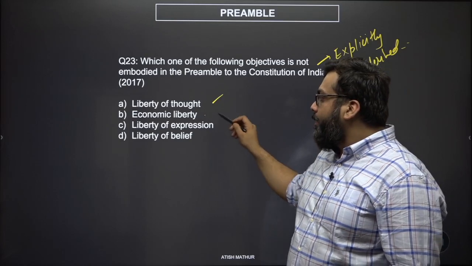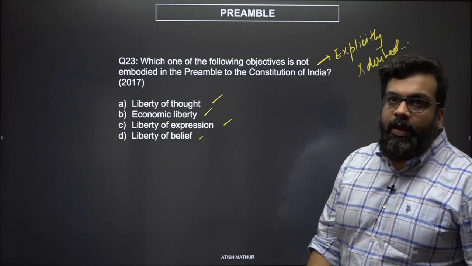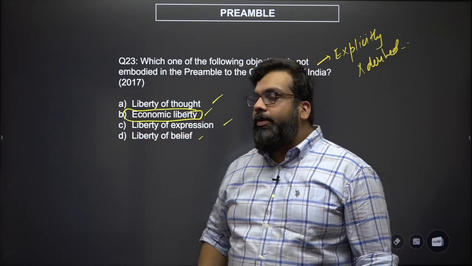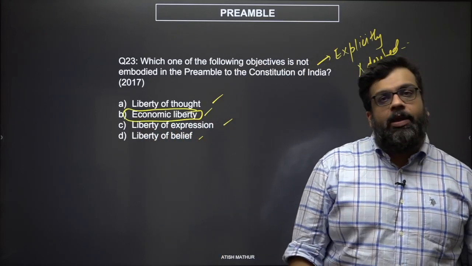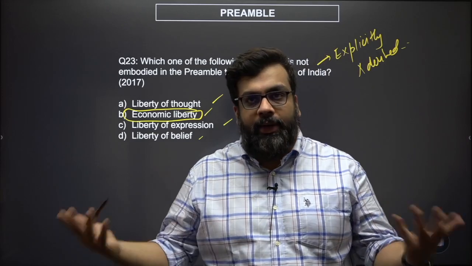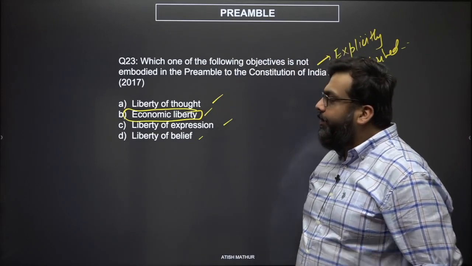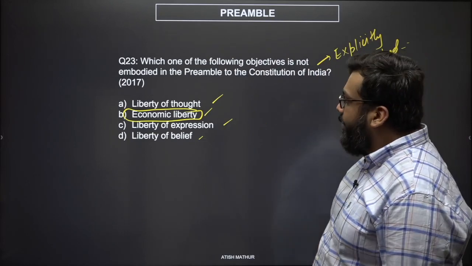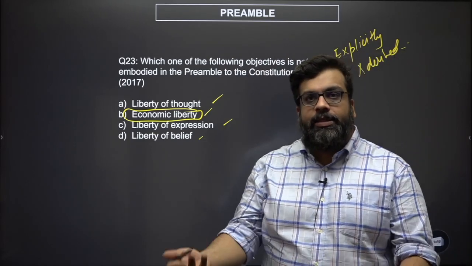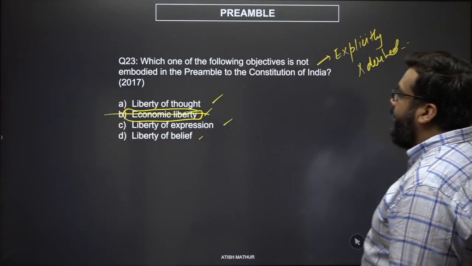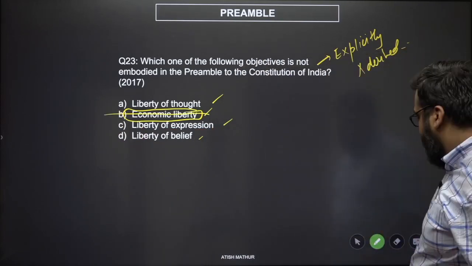Liberty of thought, economic liberty, expression and belief. Apply the devil's advocate. If there was economic liberty, then anybody would be free to do whatever they want to economically, be it sell guns, drugs or anything else. Thought, expression, faith, belief sounds like things that you should have in the preamble because they are not essentially crossing a line. So therefore, option B is the correct answer because it is not embodied.